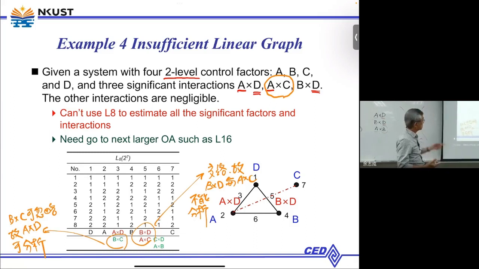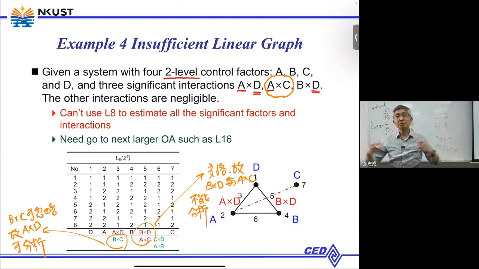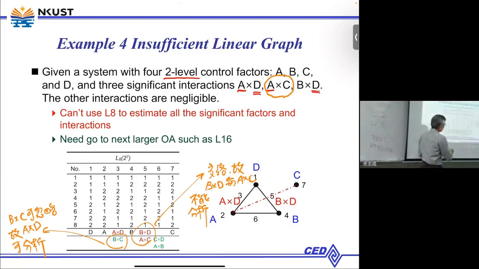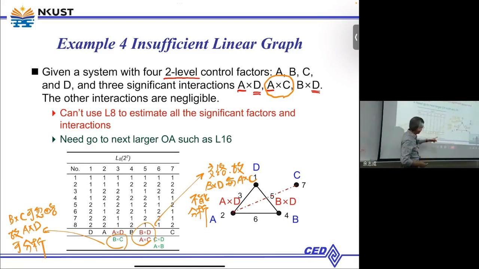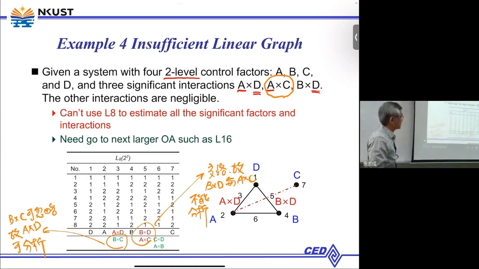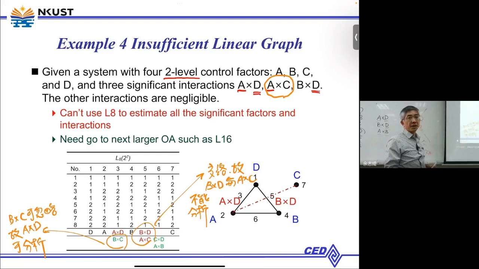How do we do? We need to go to a next bigger array. As you can see, there's not enough room, or even though there's an empty room over here, due to the confounding structures you can try some other arrangement, however you still cannot make these two separated. They are too stubborn. No matter how you arrange it, some of the two interactions will confound with each other. In such a case, L8 is not big enough. We need to go to a next bigger orthogonal array, such as L16.